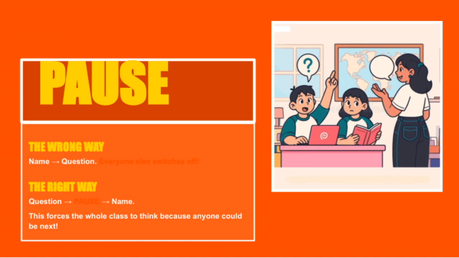In contrast, the wrong way involves asking a question, then pausing without directing it to anyone specifically, which can lead to confusion or discomfort. It may also cause students to tune out or become passive because they don't feel directly involved. So the main takeaway here is that the way we structure our questions and responses can significantly influence how engaged and thoughtful our class is. Using the right way fosters a respectful, attentive environment, while the wrong way can diminish participation and focus. This ties into our broader theme of creating effective and inclusive discussion strategies.